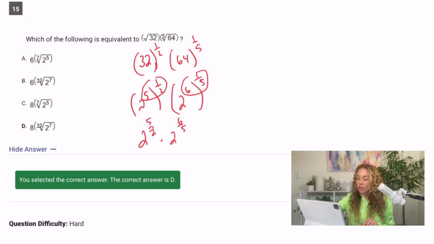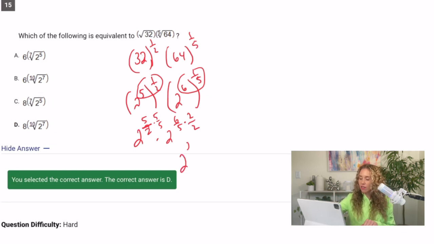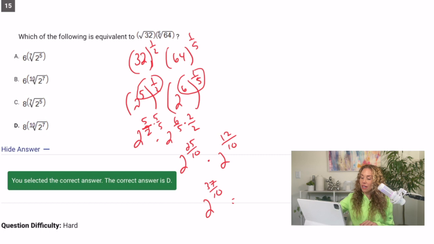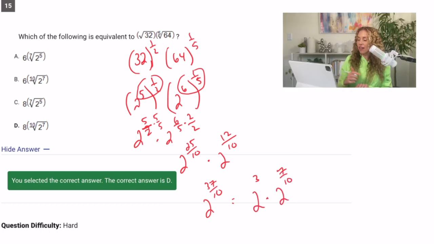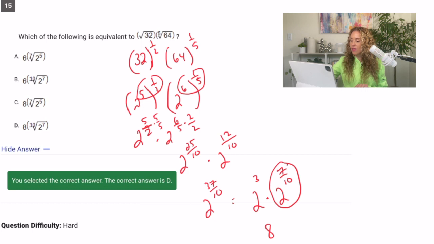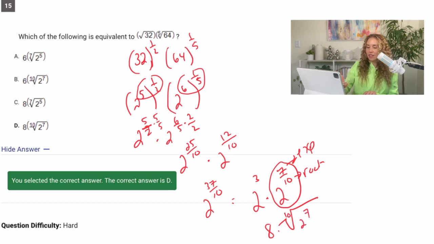But since they're both fractions, we need to make sure that we get common denominators. So I'll multiply this fraction by 5 over 5. I'm going to multiply this one by 2 over 2. So I end up with basically 2 to the 25 tenths times 2 to the 12 tenths. And then when I add those together, I get 2 to the 37 tenths. Okay, which basically is 37 tenths. Well, I get 3 out of that, and then I have a remainder of 7 tenths. So 2 to the 3rd is 8. And then I'm going to rewrite this in radical form because that's how the answers are. Now, 7 stays the exponent, 10 is the root. So I'm going to have 8 times the 10th root of 2 to the 7th, and I see that in D.